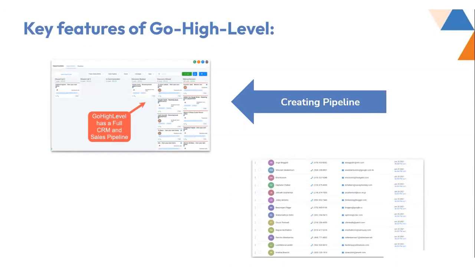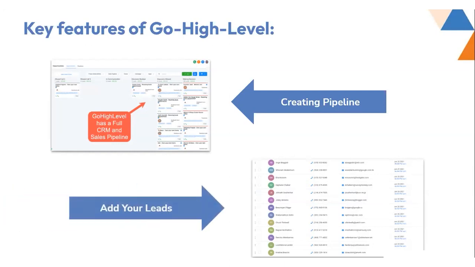The third key feature of GoHighLevel is adding your leads. With GoHighLevel, you can easily add leads to your system and manage them through the sales process. You can also track lead sources, add notes and tags, and even automate follow-up sequences to keep leads engaged. This feature makes it easy to keep your sales pipeline full and your business growing.